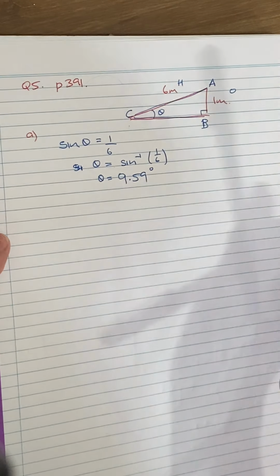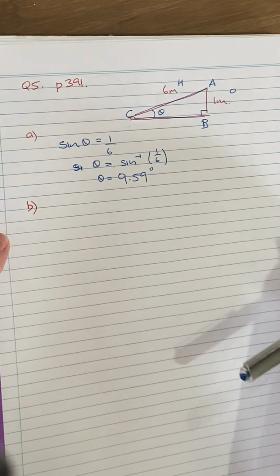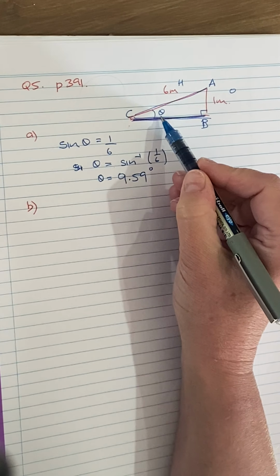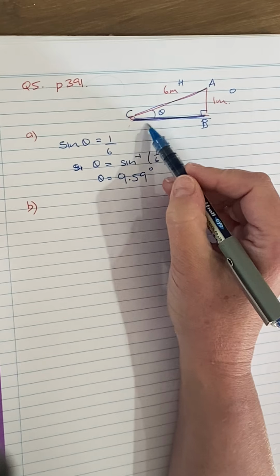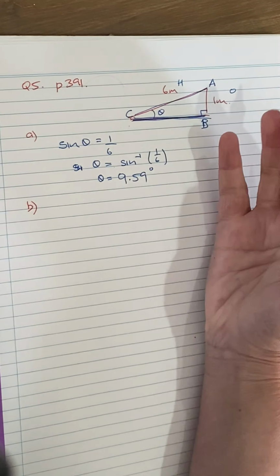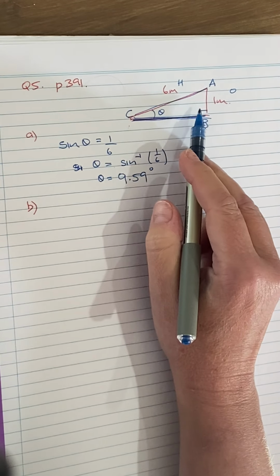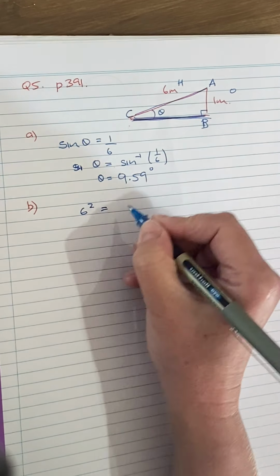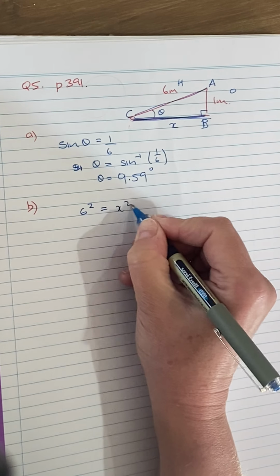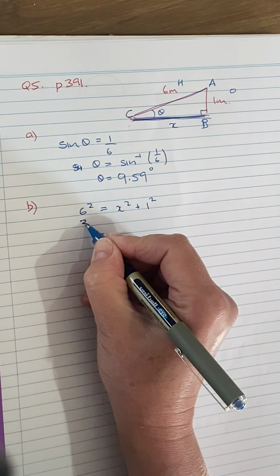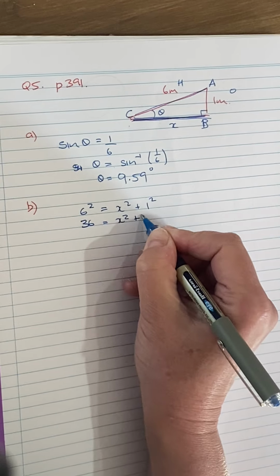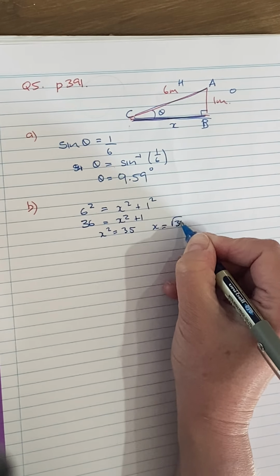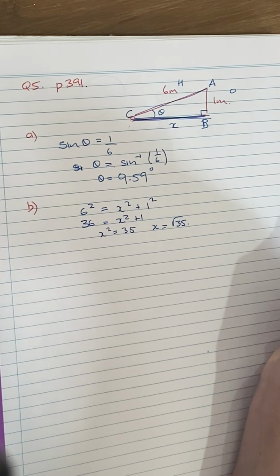For part B, it says find the distance BC. So that's this one here. I could use the angle I've found here, but if I've done that incorrectly, I'll use that answer incorrectly and then get the next one wrong. So in part B, I'll want to say distance BC. I'm just going to use a good old Pythagoras theorem. I'm going to say 6 squared equals, I'm going to call this x squared plus 1 squared, so 36. So x squared is 35. So x is just the square root of 35. We know it's going to be positive because it's a distance.